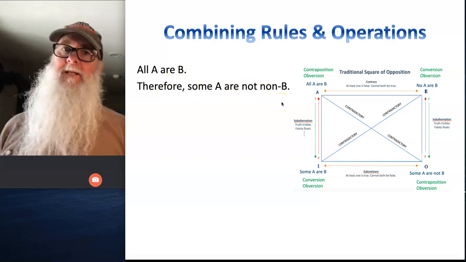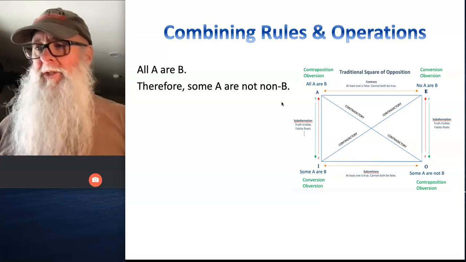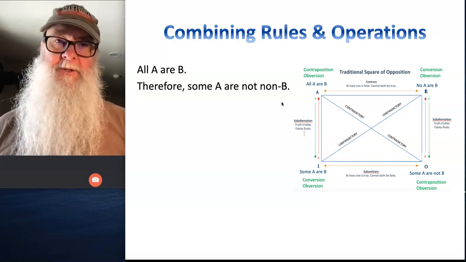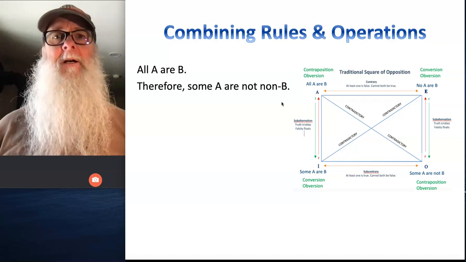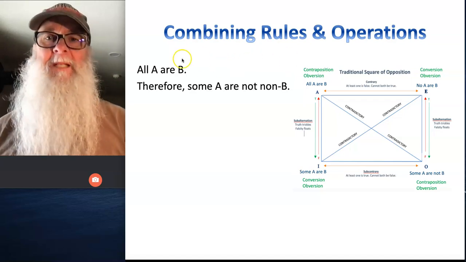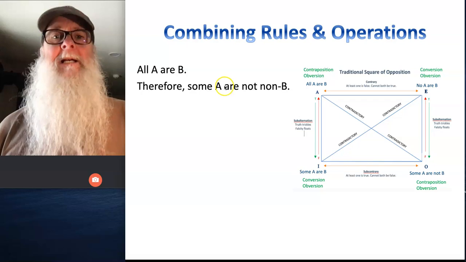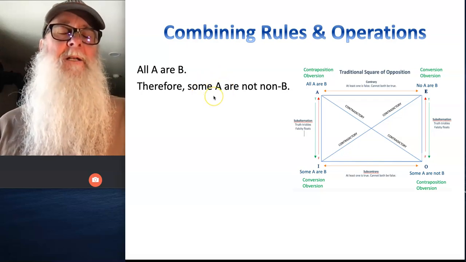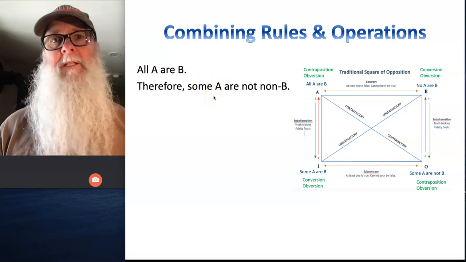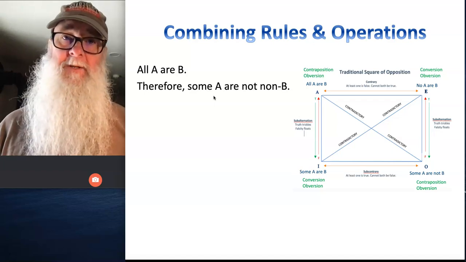Now, what I need to figure out is this. If I assume that premise statement, all A are B, is true, is there some combination of rules or operations that I can apply to all A are B to generate the statement some A are not non-B and know that that statement is true? Because if I can, then I've proven the argument is valid.